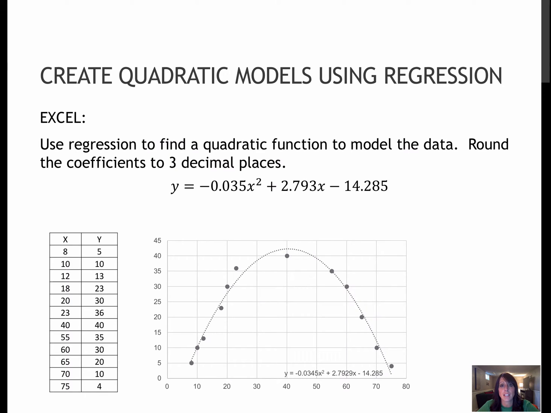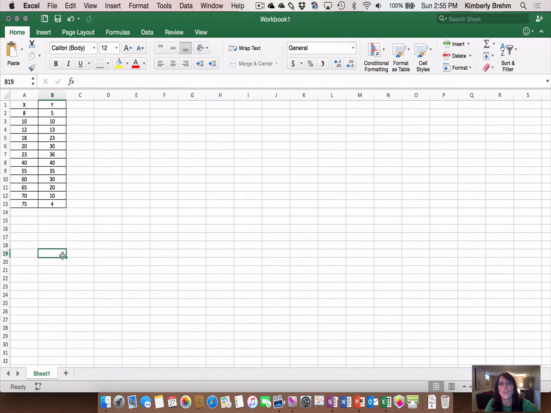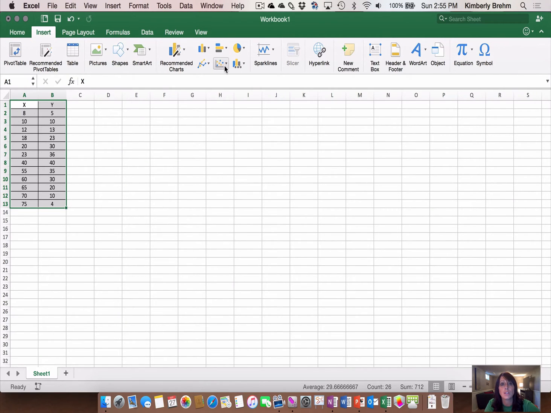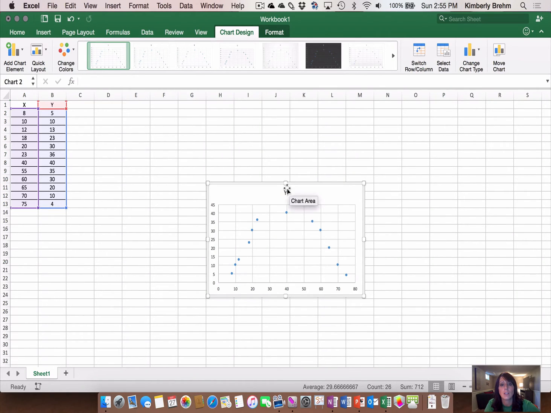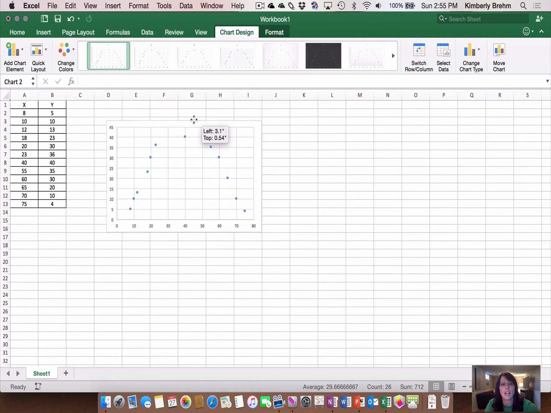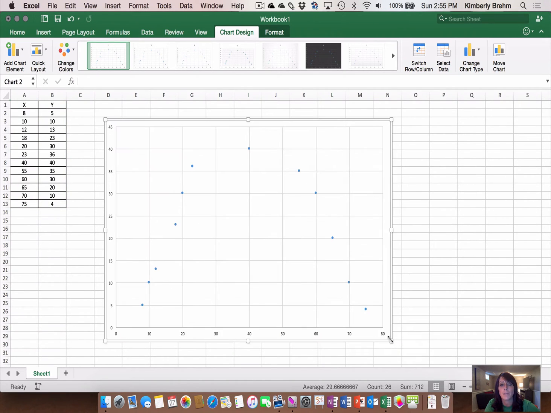As you can see in this case, I've already done the regression, but I'm going to show you step by step how to do this in Excel. Just as before, I'm going to find my table of values and copy and paste those into Excel. Now I'm going to highlight those columns of X's and Y's. To make a scatter plot, just as before, insert, and then choose the scatter plot where the lines are not connected. I'll make it a little bit bigger for you.